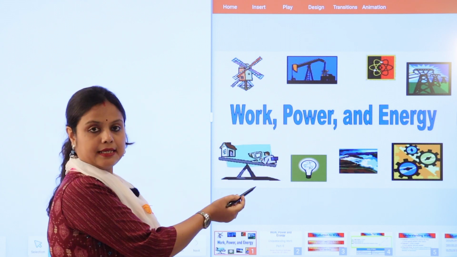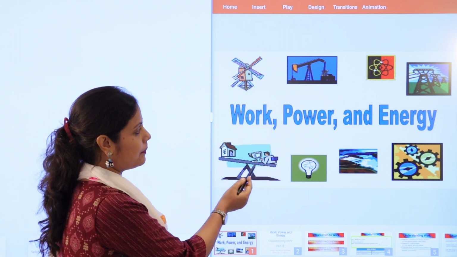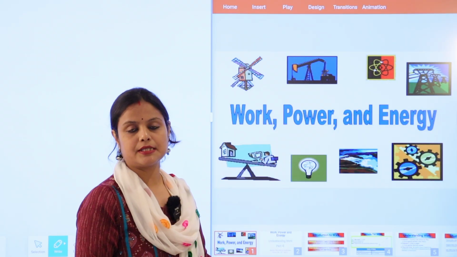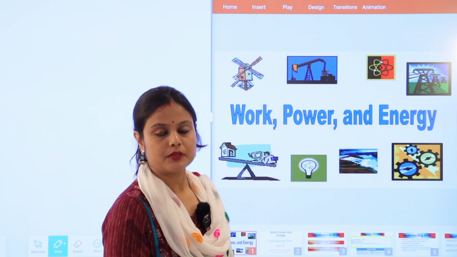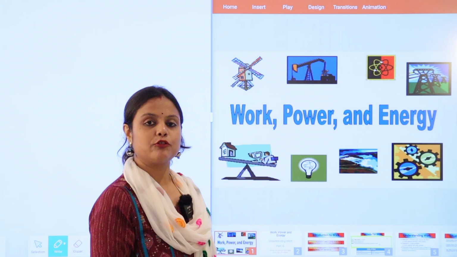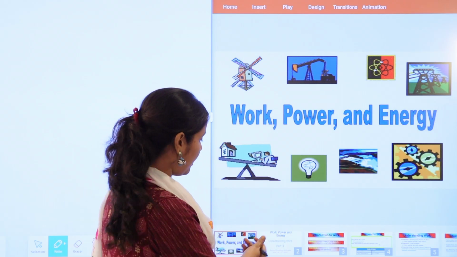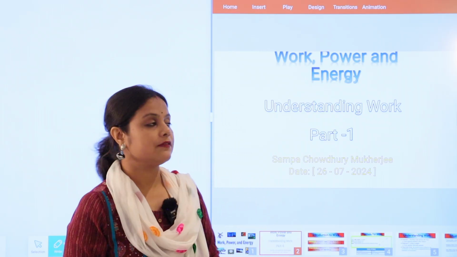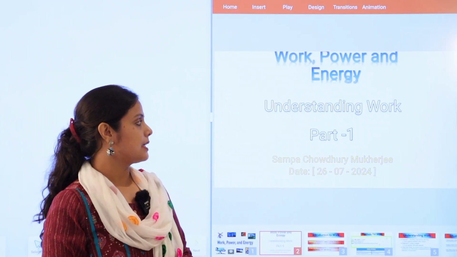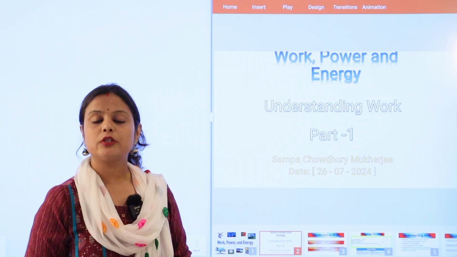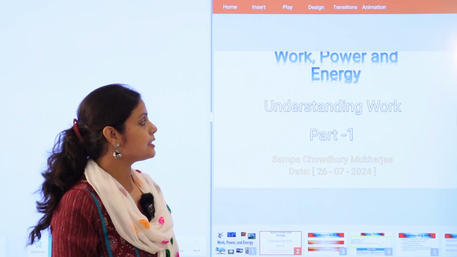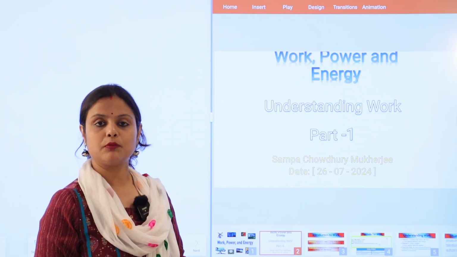Now, as you can see in this first slide, work, power, energy. How is it related? It is related afterwards in mechanics and it will be useful when we study mechanics. Now, work, power, energy's first topic is understanding work. Today we will discuss this particular topic of understanding work.